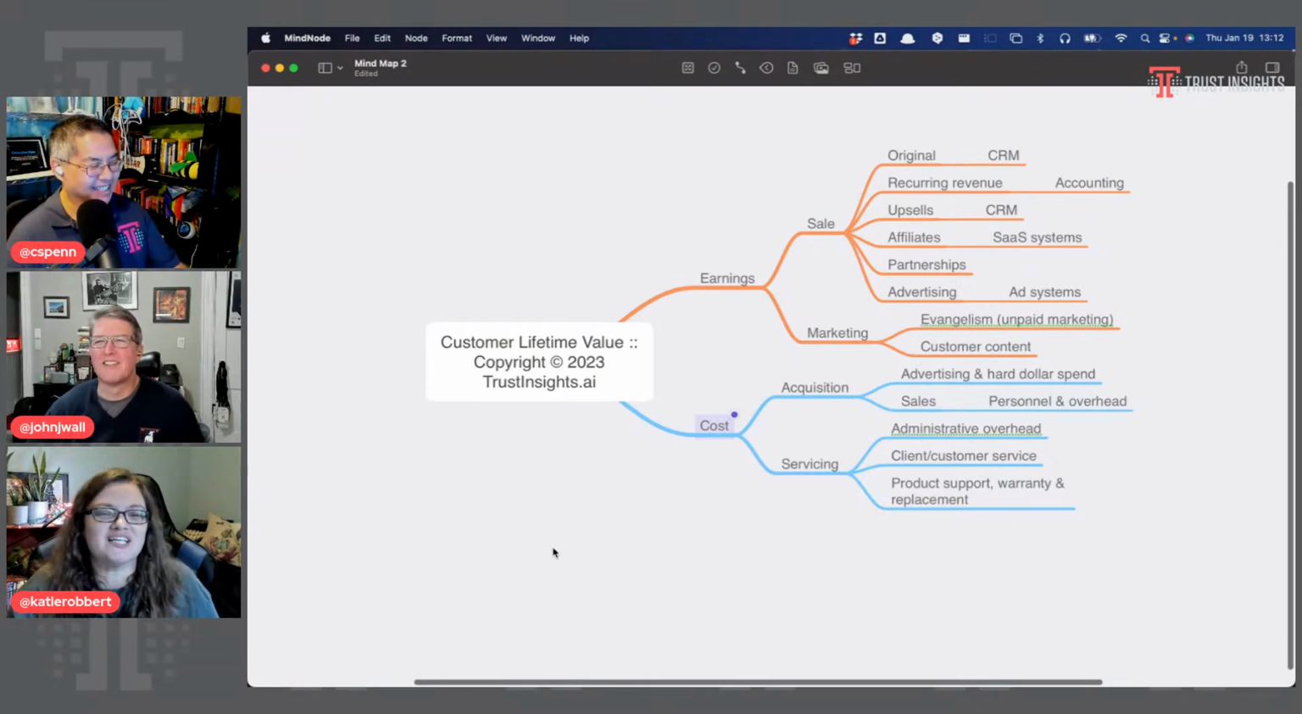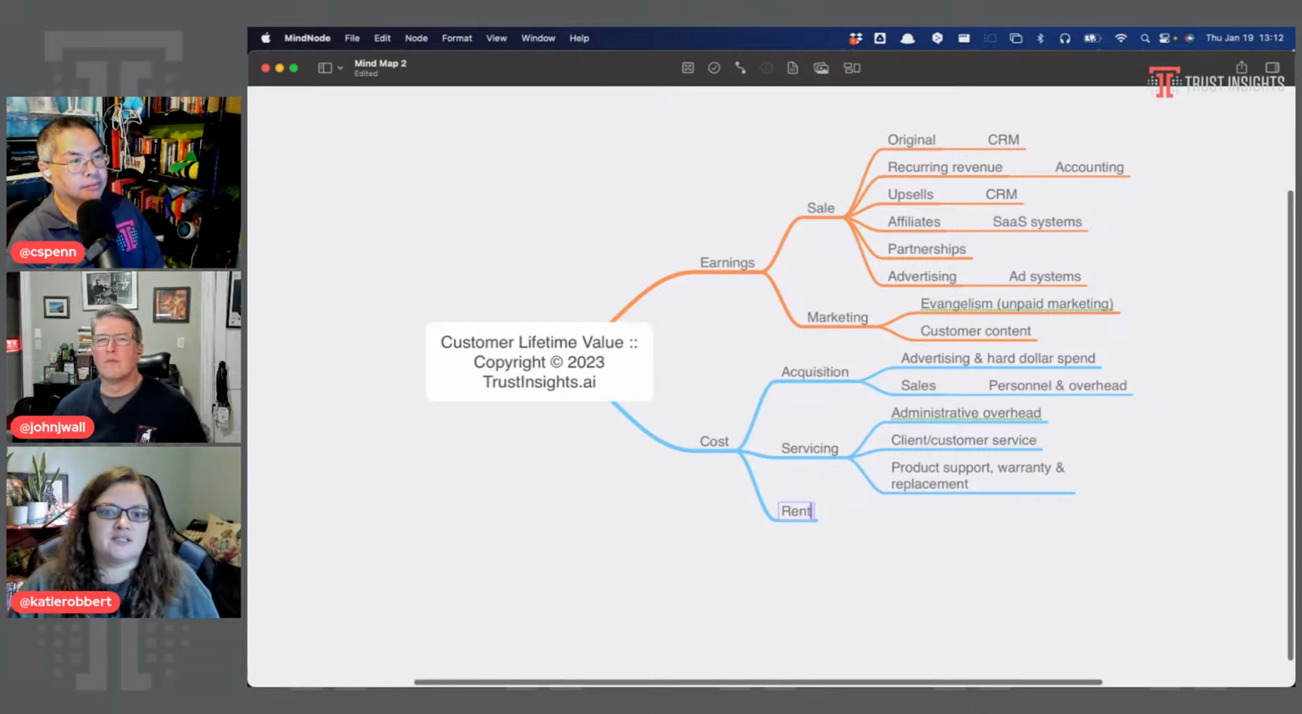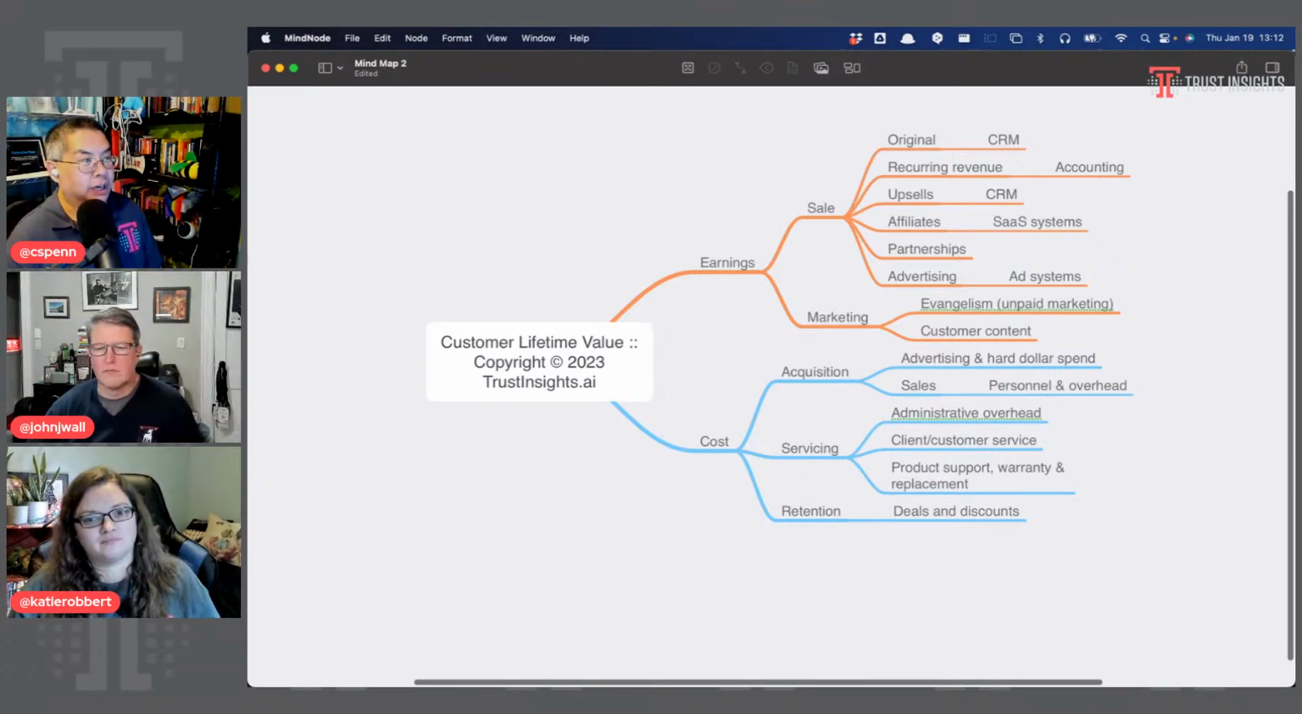No, I mean, you've covered most of it. You have the advertising, you have the sales, but then you have the servicing. It's the retention. Retention is another area where to retain a customer, you have to do deals and discounts, right? We've all done that thing where we said, "Hey, cable company, I'm going to be switching." And they're like, "We'll give you 25% off the next 2 years." That eats into the profits.